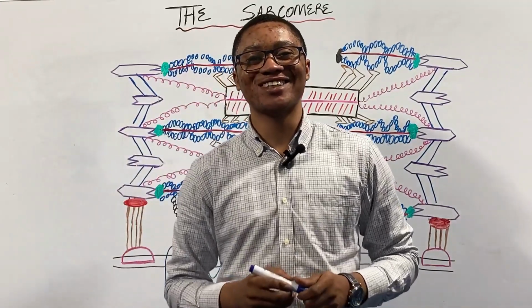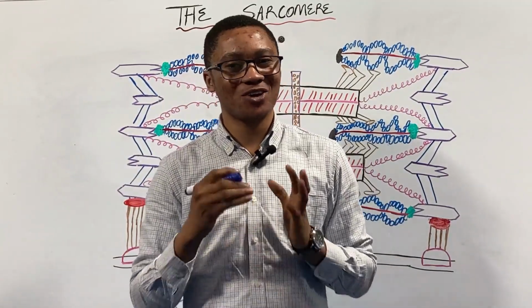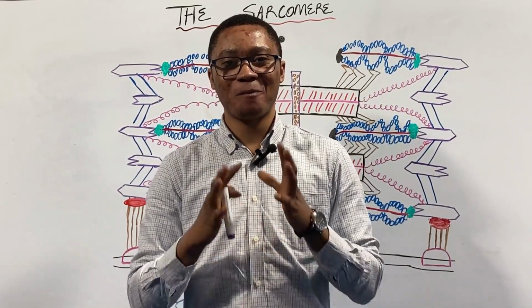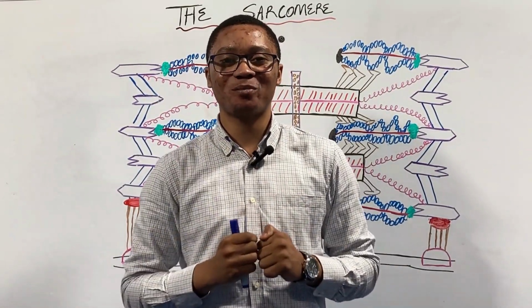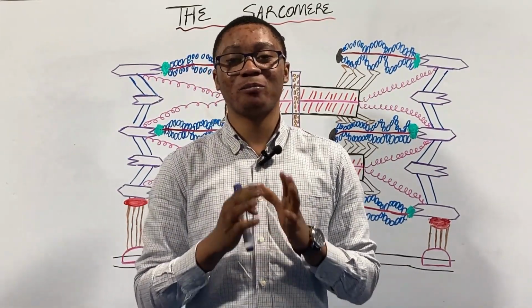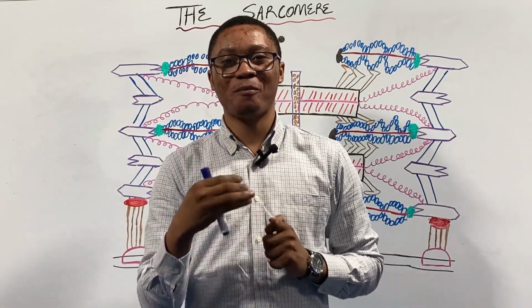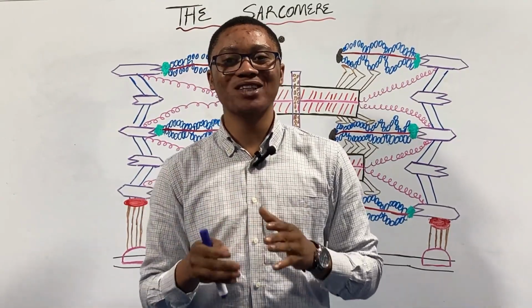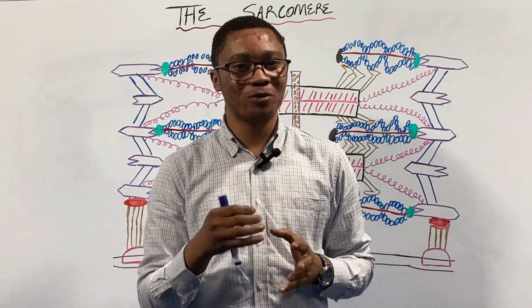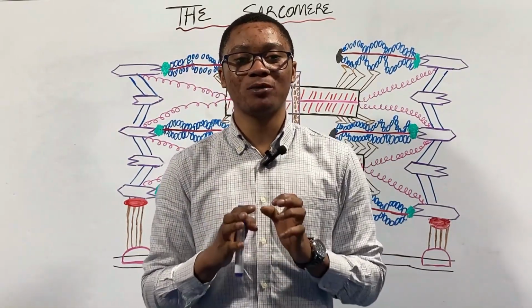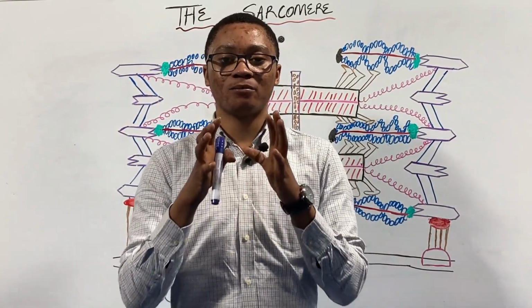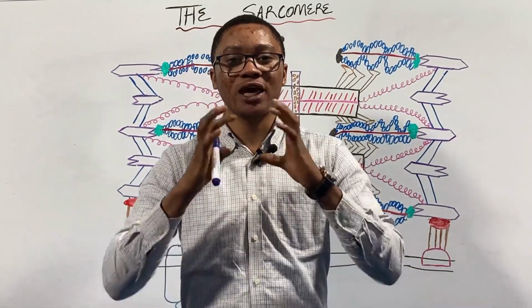Today we're looking into the sarcomere. The sarcomere is the basic contractile unit of the muscle. In our last video, we discussed the arrangement, or the microscopic structure, of the myofibrils, and we talked about the myosin, actin, tropomyosin, and troponin. So today we'll be looking into how these structures, the myofibrils, are arranged in the muscle.